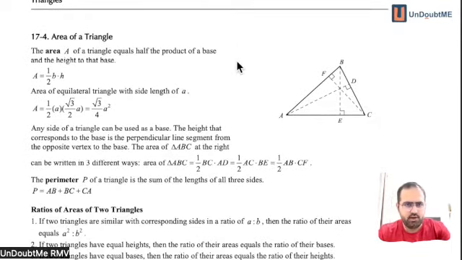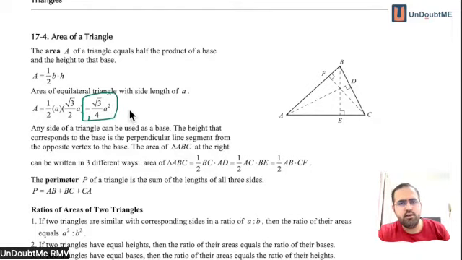Next is area of triangle. So for area of triangle, half base into height is for sure. But for an equilateral triangle, if you use the same half base into height, you get root 3 by 4 a square. That's the formula, right? That is a formula, but it has been obtained from half base into height only.